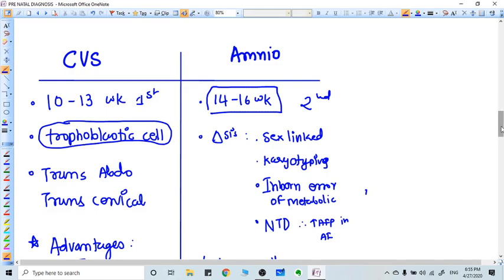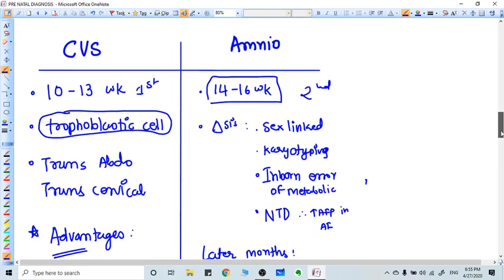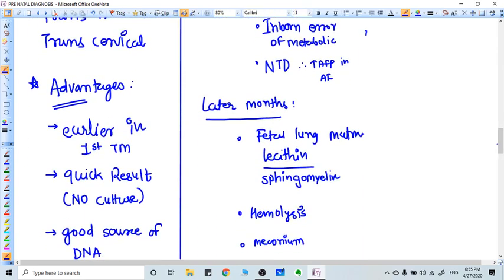Now, what are the advantages of chorionic villus sample over amniocentesis? In CVS, what we get is ready-made cells from which we can extract DNA. We don't need to do a culture. But when we do amniocentesis, what we get is amniotic fluid, and in the amniotic fluid we find fetal cells, and those fetal cells we need to grow to get an adequate sample for DNA. So we need a cell culture in case of amniocentesis.